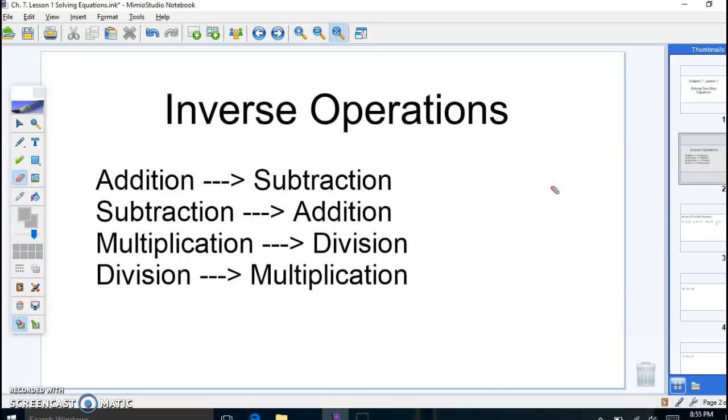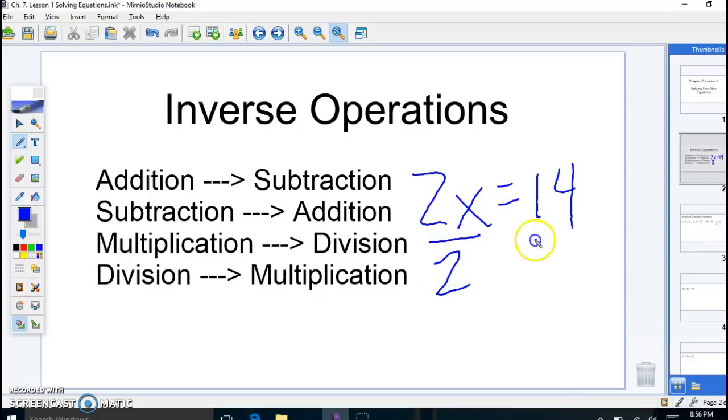If we have a subtraction problem, such as x minus 2 equals 10, the inverse of a subtraction is addition, so we would add 2 to both sides of the equation. And if we have a multiplication problem, such as 2 times x equals 14, the inverse operation of multiplication is division, so we would divide both sides by 2, which would give you x equals 7.